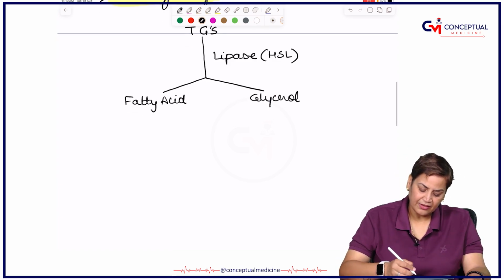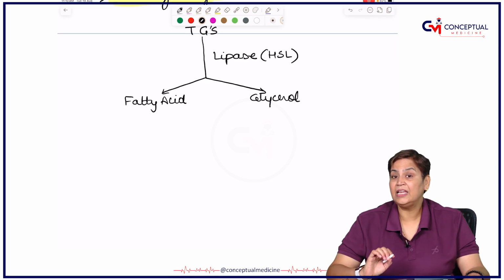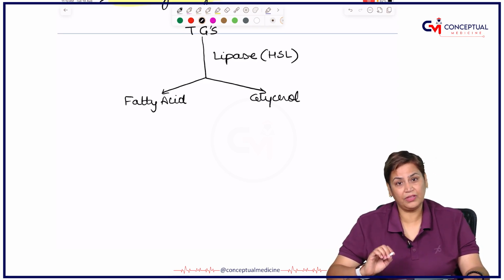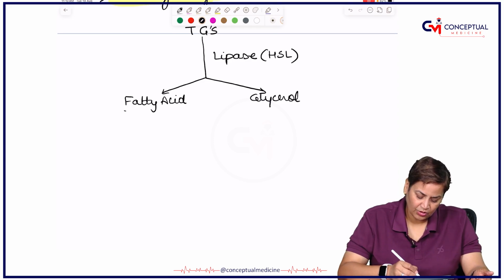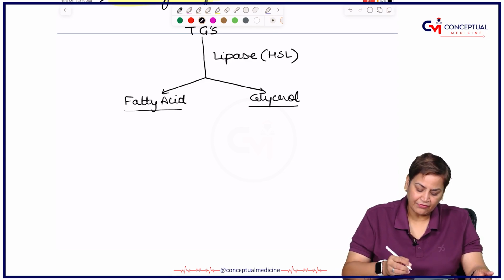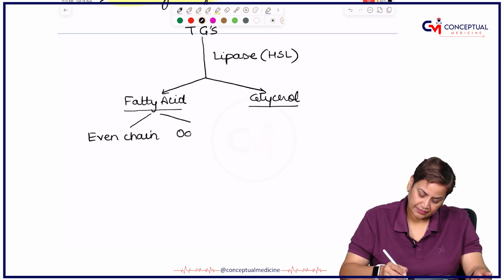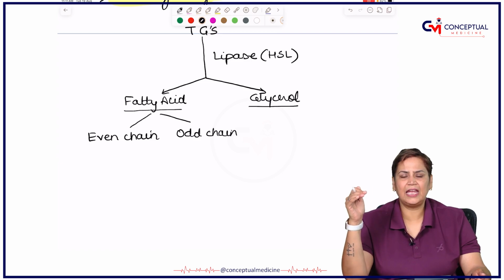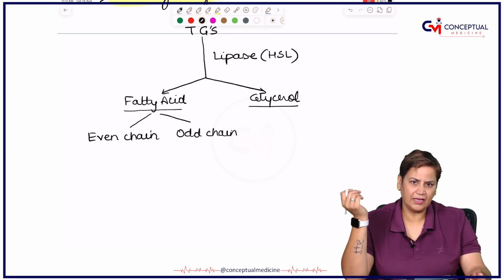Now, we have already studied the nomenclature of these fatty acids in detail in our video on the chemistry of the fatty acids. So if you want to know the details, you can go to that. Here what you have to remember is that fatty acids can be even chain and odd chain. Even chain means 2, 4, 6, 8, 10, 12, 16, 18 carbon atoms, and odd chain means 3, 5, 7, 9 carbon atoms.